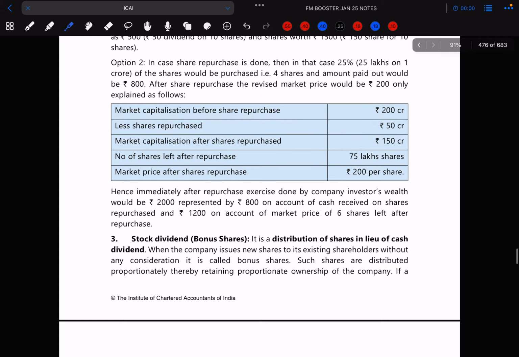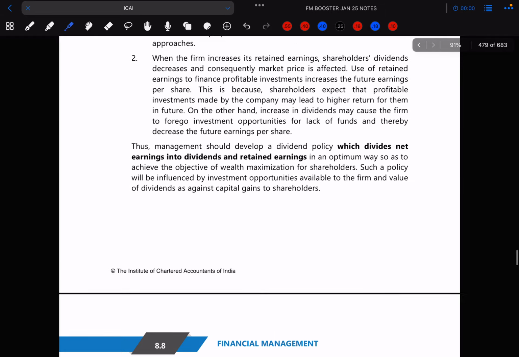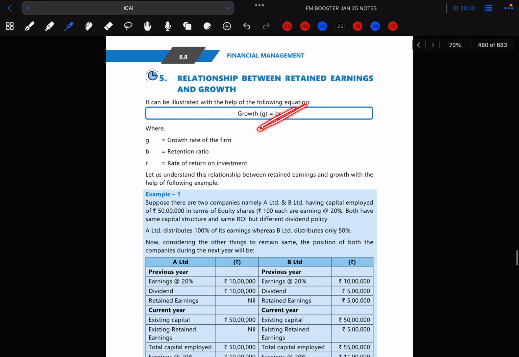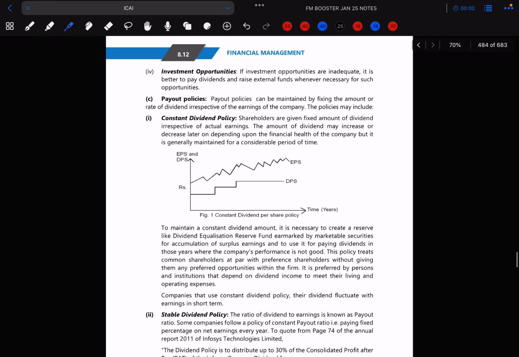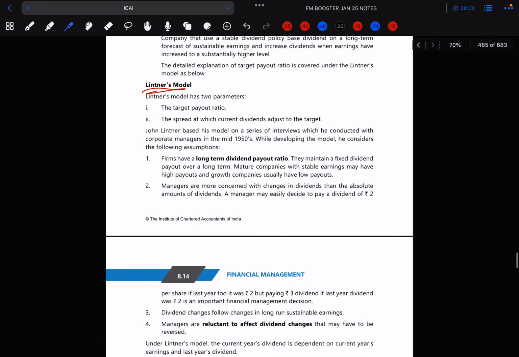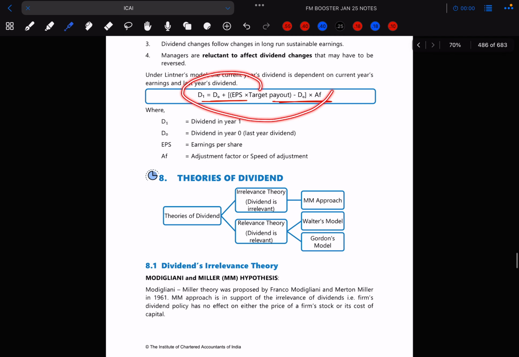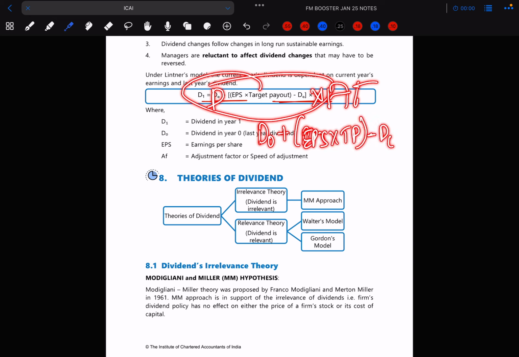This one is done, nothing to learn here. This one you have already studied: b into r. Examples will be covered in the illustration. John Lintner's model, adjusting factor: first we take last year, how much of the earning per share we have paid. In that we subtract last year's dividend, and then totally we do the adjusting factor.